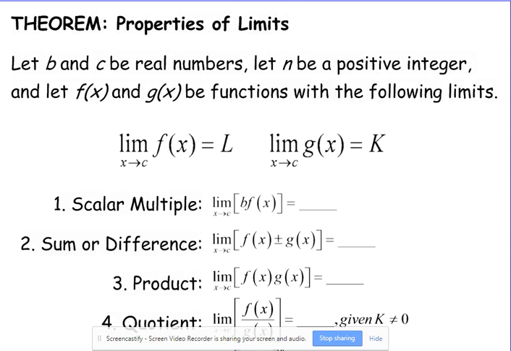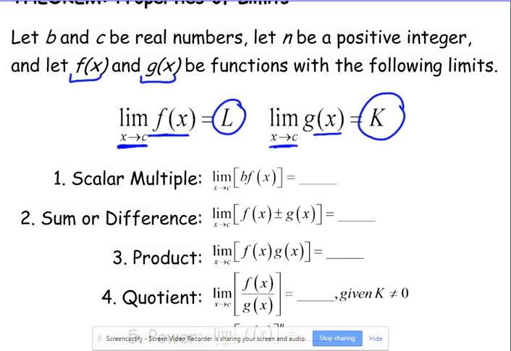Those are the easy ones. Here are some properties. We're going to kind of combine some things. So we've got B and C as real numbers again. N is still a positive integer. We have 2 different functions, f of x and g of x. They are different functions. And they have told us that as x approaches c of f of x, the limit is L. And as x approaches c, the same value of g of x, the limit is some other number, k. So here are some properties.